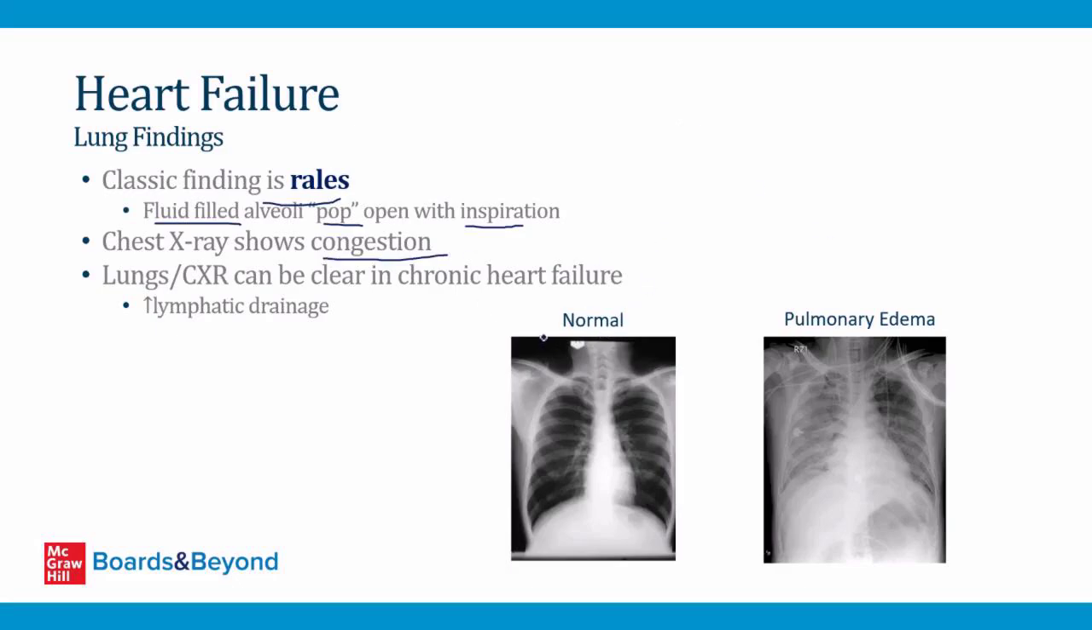When you do a chest x-ray, the classic finding is to see pulmonary congestion. If you look at the bottom of the screen, this is a normal chest x-ray where the lung fields are mostly black, and this is a person with pulmonary edema. They have this white, fluffy material in their lungs. That's fluid. That represents pulmonary edema.